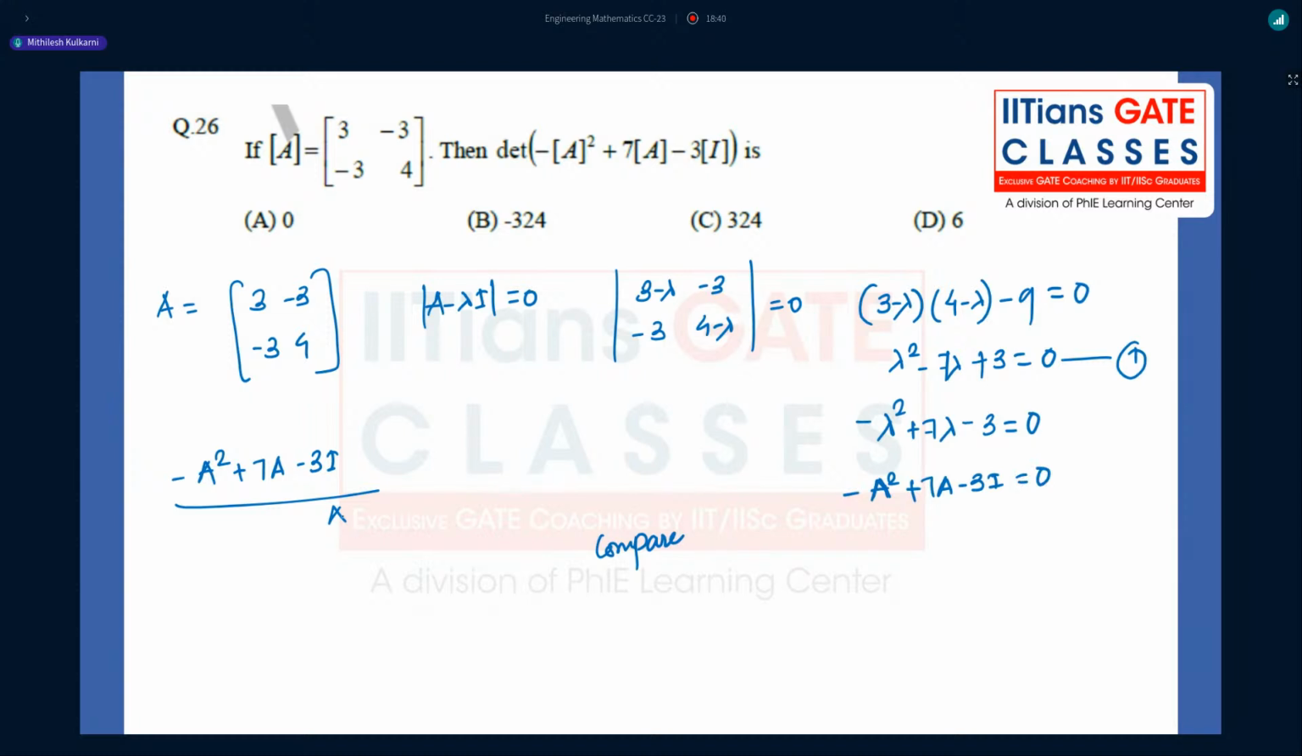And now if we compare these two equations, we can say that our LHS is same. It means the value of this equation has to be 0. Hence, option A is correct in this case. I hope it's clear. We have just created the characteristic equation, applied the Cayley-Hamilton's theorem, and compared it with the question.